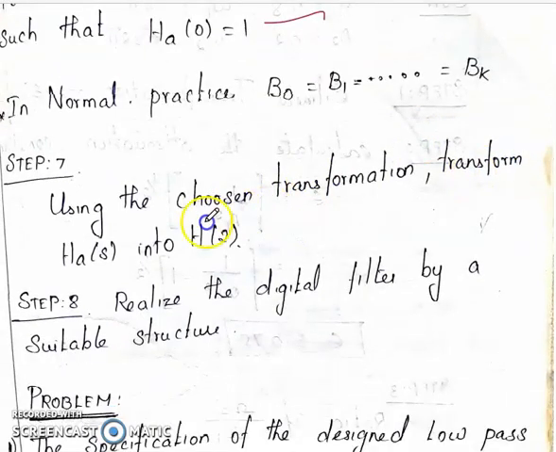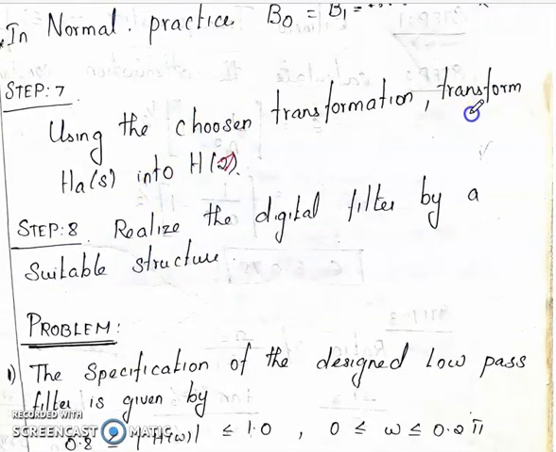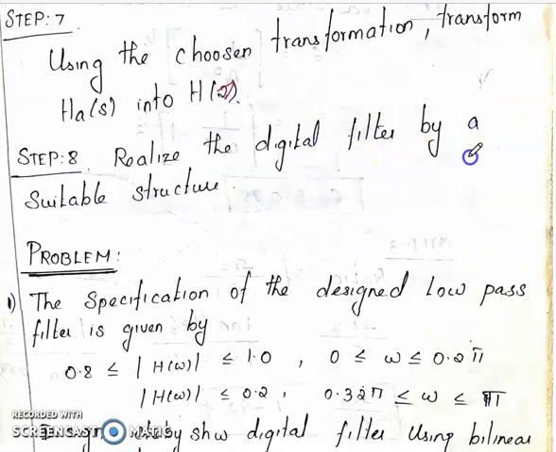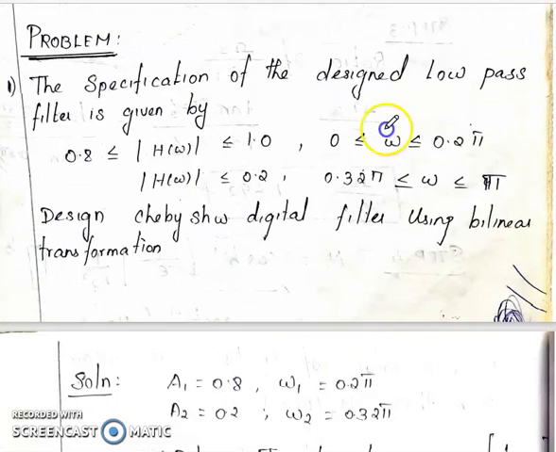Then we convert the transfer function H of s into H of z. So we are converting this function using the z transformation. Then we draw the realization structure for that suitable function. We have finished the solution. Now we move on with the next problem.